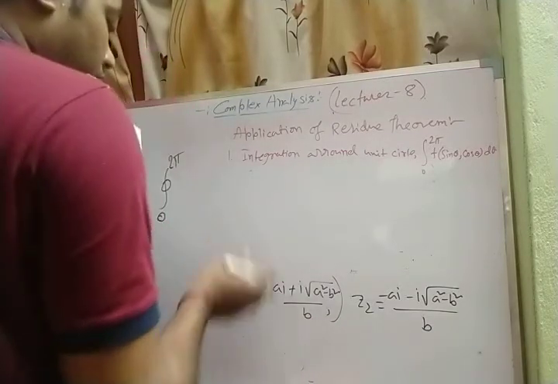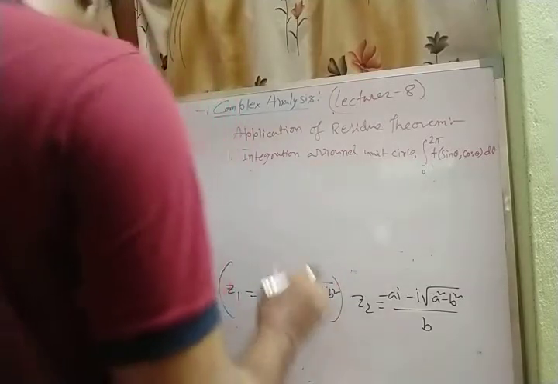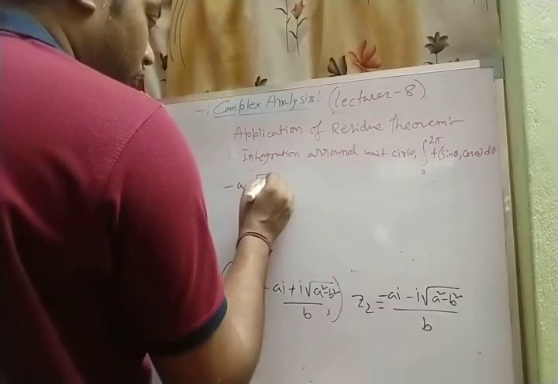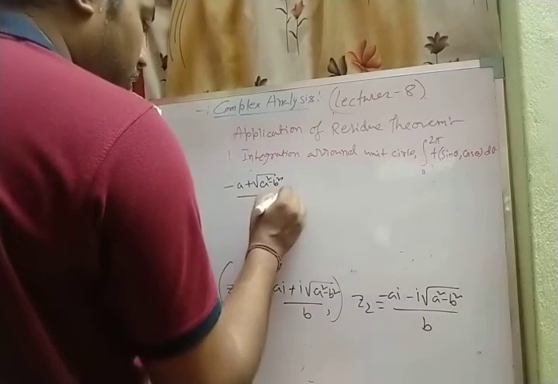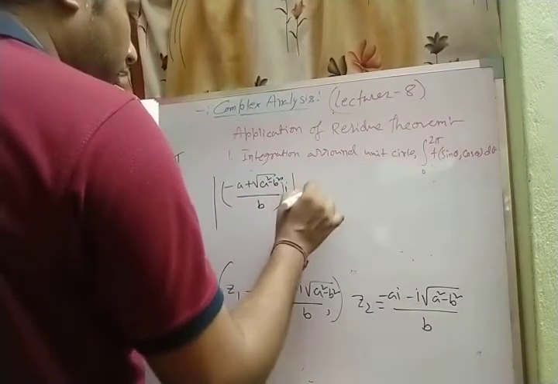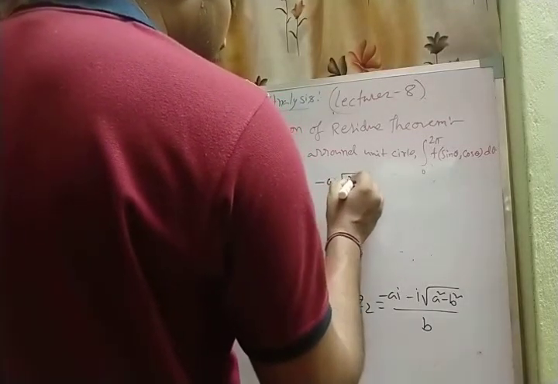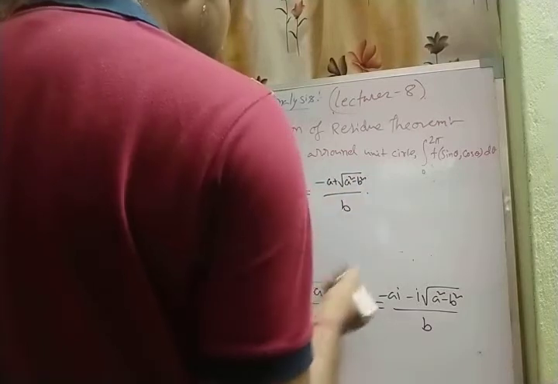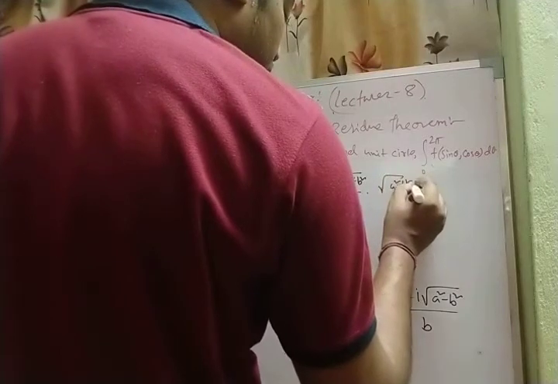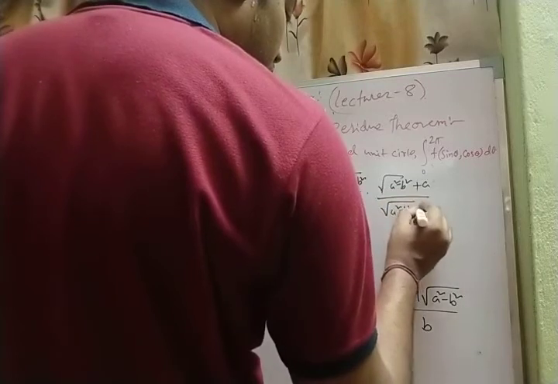Now for this pole we have to show that this point is inside the unit circle. So minus a plus root over of a square minus b square by b into i is the function here, and we are taking its modulus. So minus a plus root over of a square minus b square by b, into a square minus b square plus a by a square minus b square plus a.